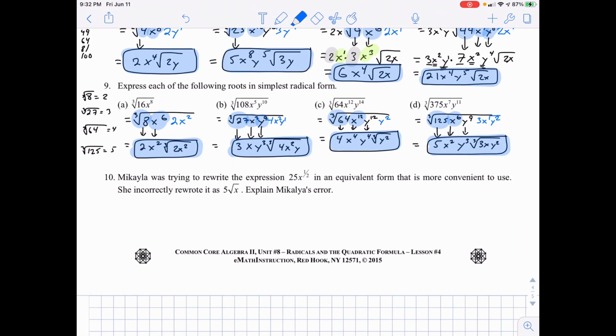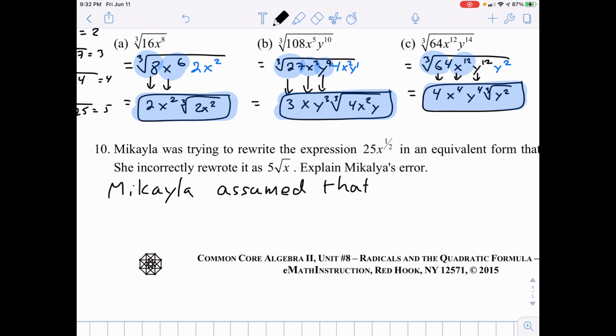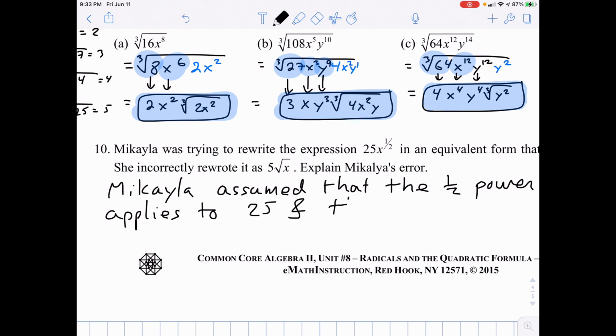Number 10, Michaela was trying to rewrite the expression 25x to the negative 1/2 in an equivalent form that is easier to use. She incorrectly wrote it as 5 times the square root of x. Explain Michaela's error. Well, Michaela made an assumption that the 1/2 power applies to the 25 and the x.